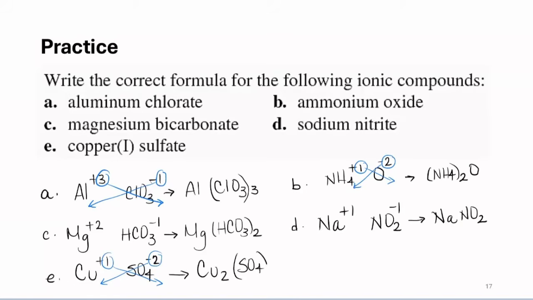If you mistakenly put parentheses on the SO4 and a 1, remember that all of that is omitted. When a polyatomic ion has a subscript of 1, you must not write the 1 and you must not write the parentheses. So the final answer for this is Cu2SO4.